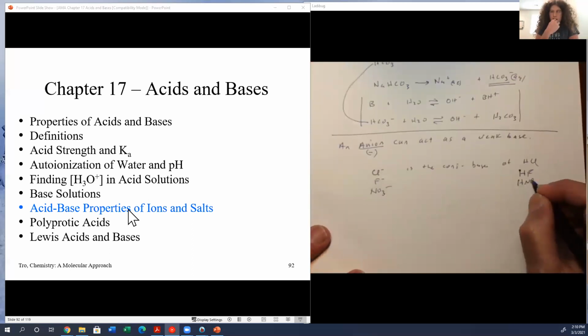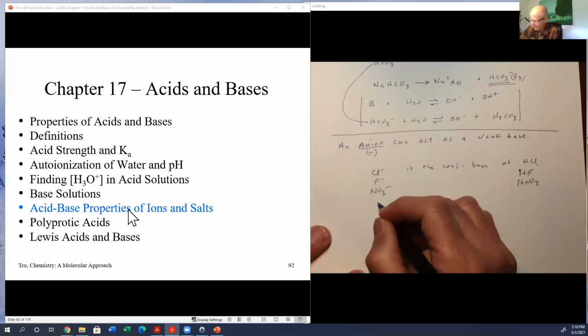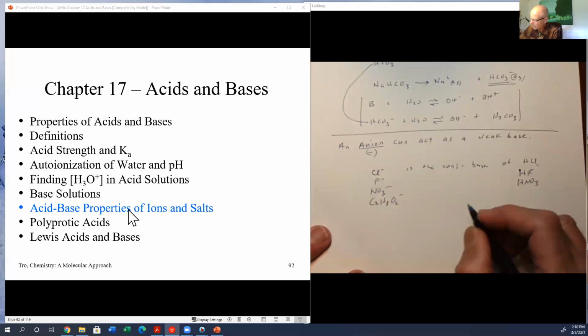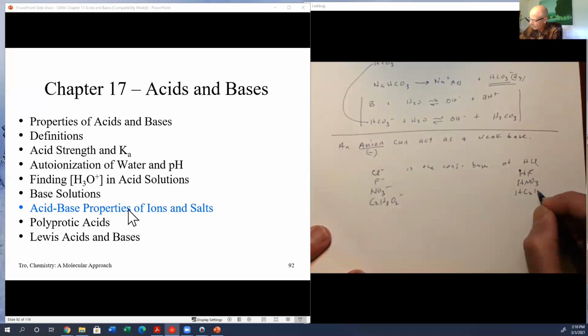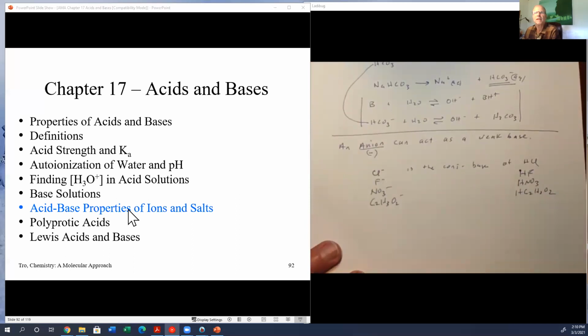HNO3. Right. You just add a proton to whatever the anion is. The acetate ion is the conjugate base of acetic acid, right? And so on. So think of any anion you want, add a proton, and that anion is the conjugate base of that acid. Okay? Does that make sense so far?